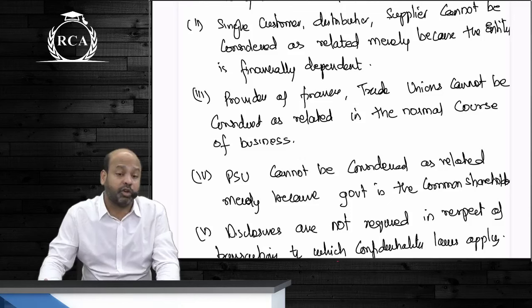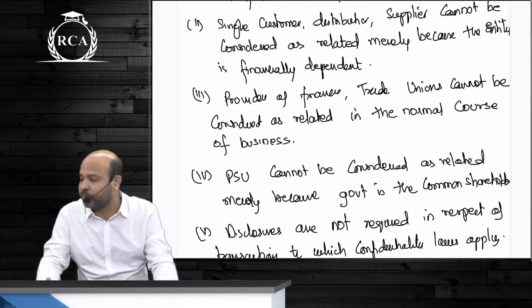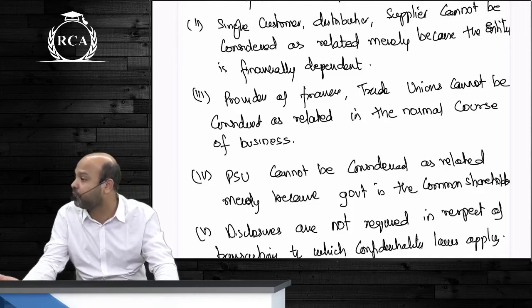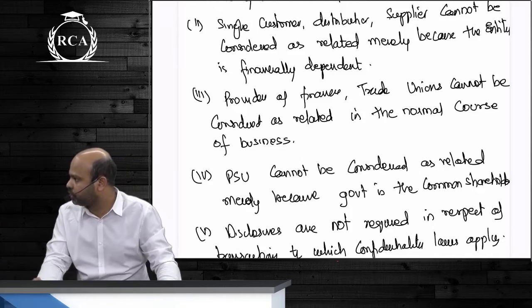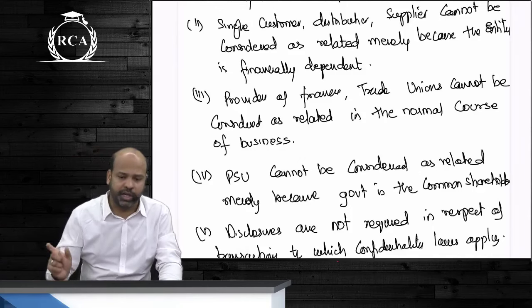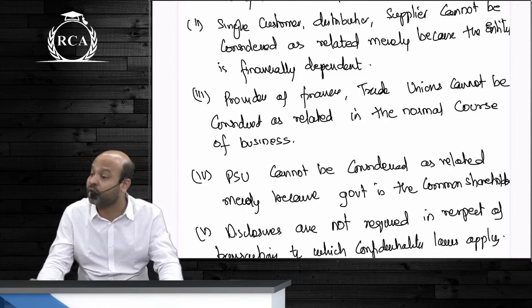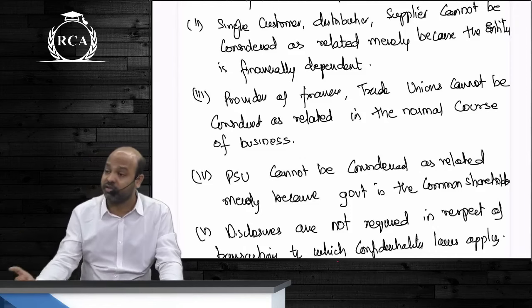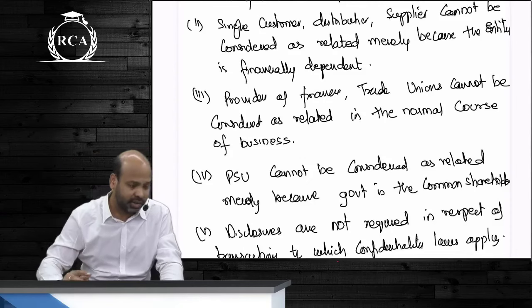All the PSUs cannot be considered as related to each other, guys, merely because government is a common shareholder. Likewise, beta, any transaction between holding and subsidiary companies, because they are not reported in consolidated financial statements, there will be no disclosure, beta, on them under related party disclosures. One more point to remember about joint venture, beta: a joint venture is deemed to exist if and only if there is a contractual agreement between the parties that signifies that they will exercise joint control over that entity. We are going to cover this definition under Accounting Standard 27.